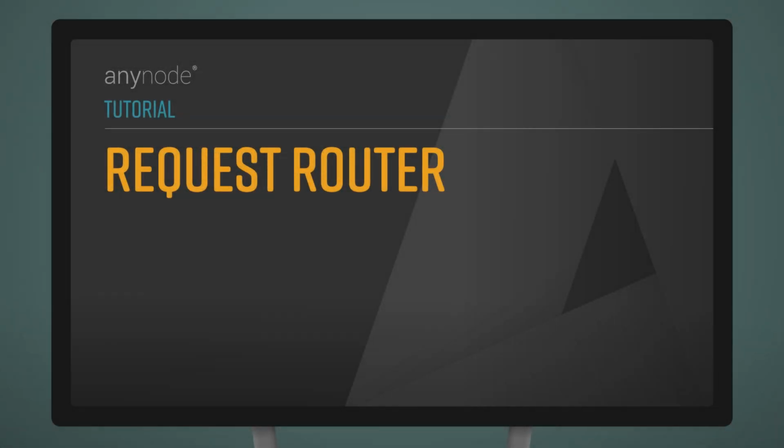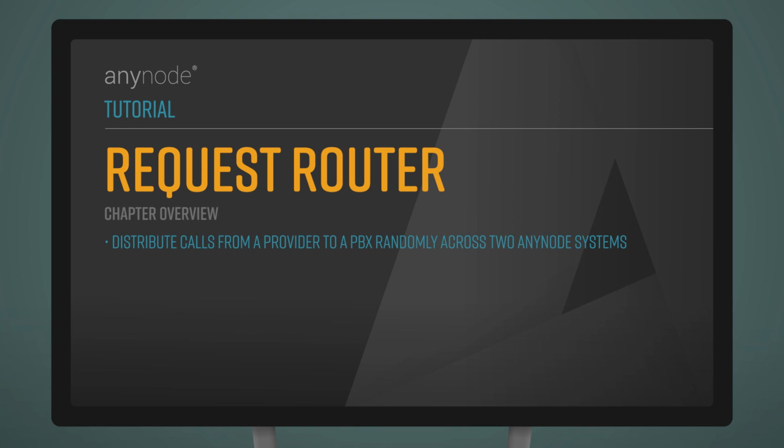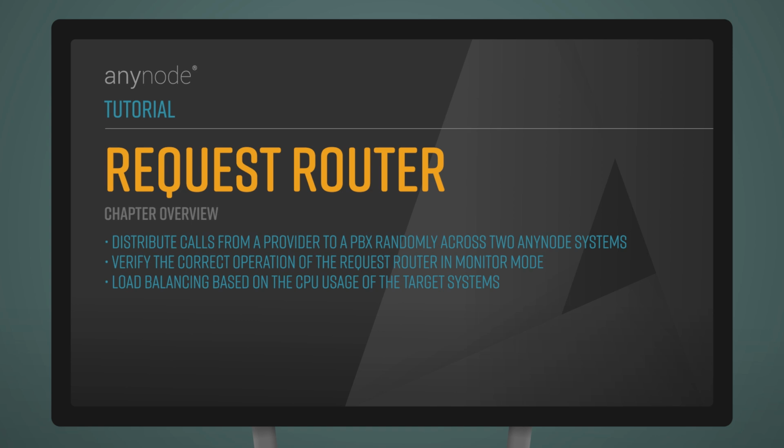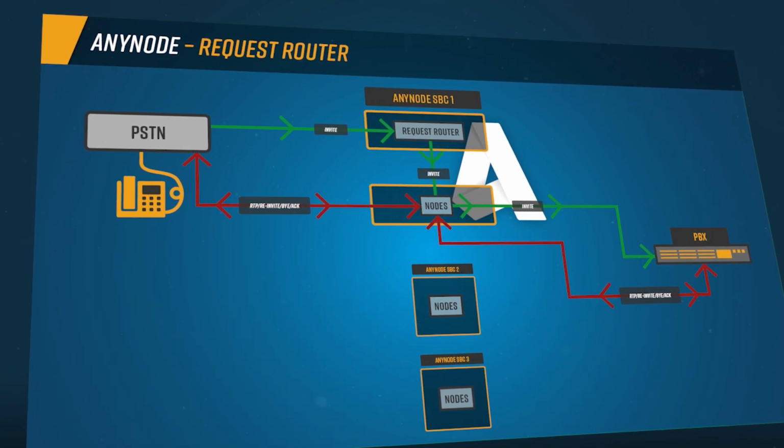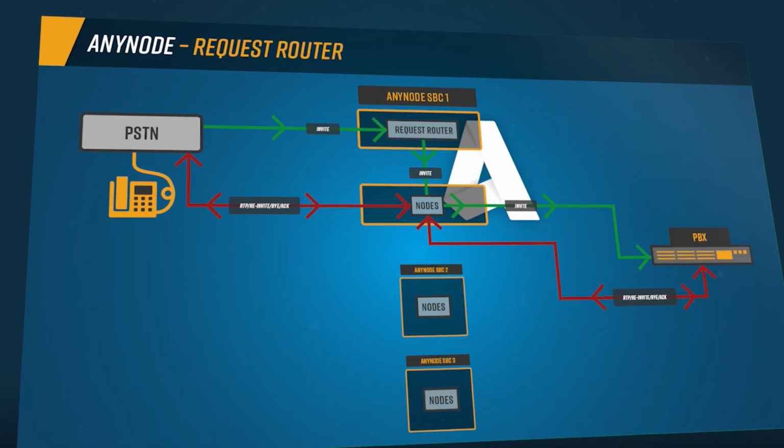In this tutorial, we aim to distribute calls from a provider to a PBX randomly across two anynode systems. We will then verify the correct operation of the request router in monitor mode. Additionally, we will demonstrate load balancing based on the CPU usage of the target systems and how to add additional target systems. For this purpose, we use a pre-configured setup with a provider node and a PBX node.